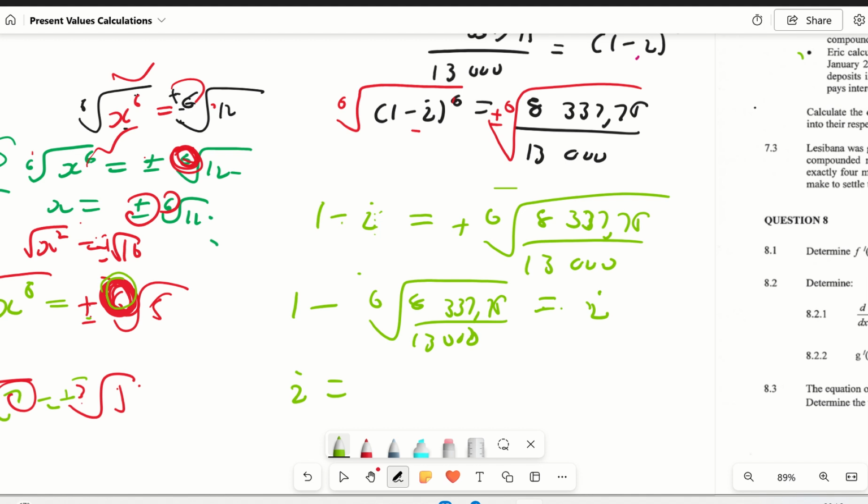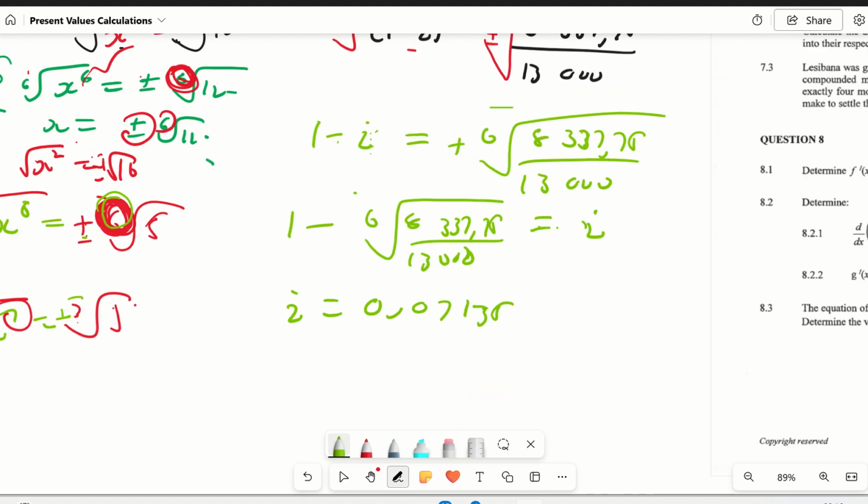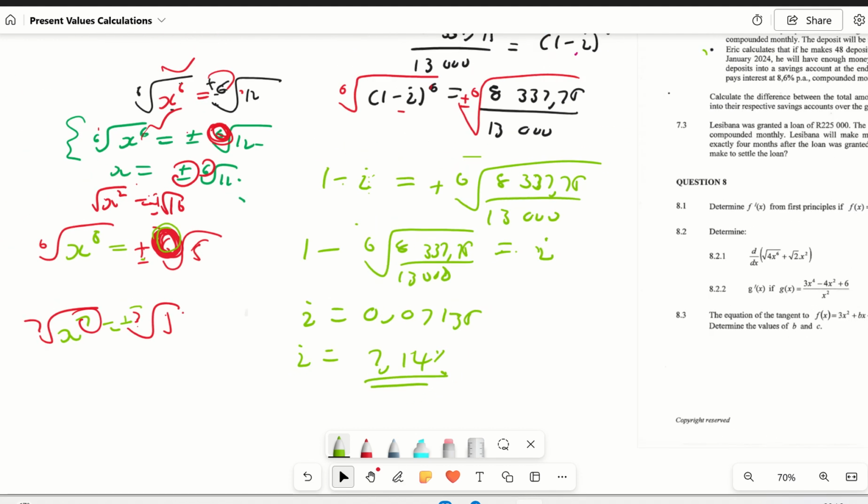I'm also going to do it on my side. What do you get? Okay, 7.13. That's beautiful. So when you calculate this, you get 0.07135, ne? And then obviously when you multiply it by 100, remember we're looking for the annual rate, it'll be 7.14%. That's proper. Be correct.